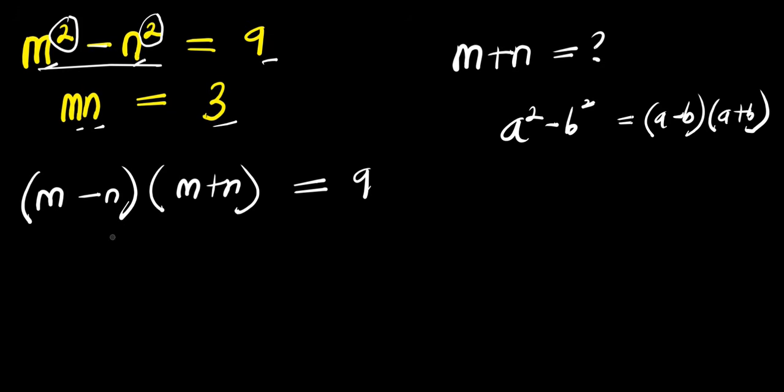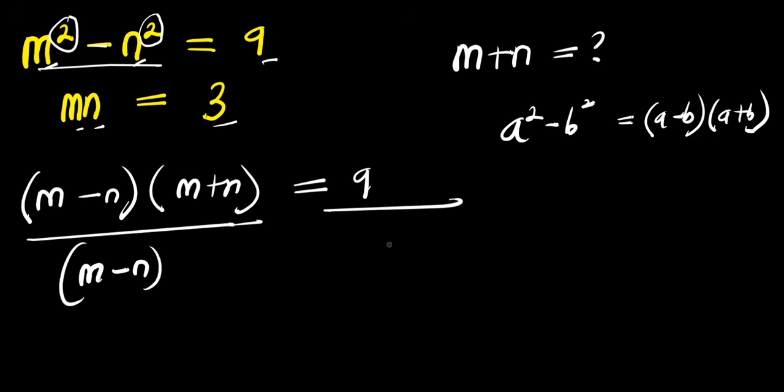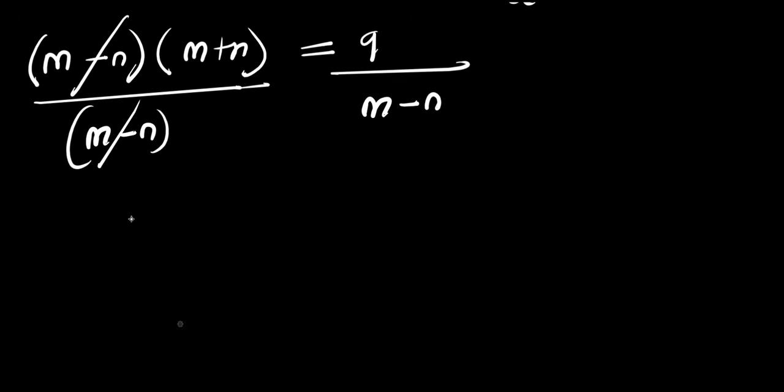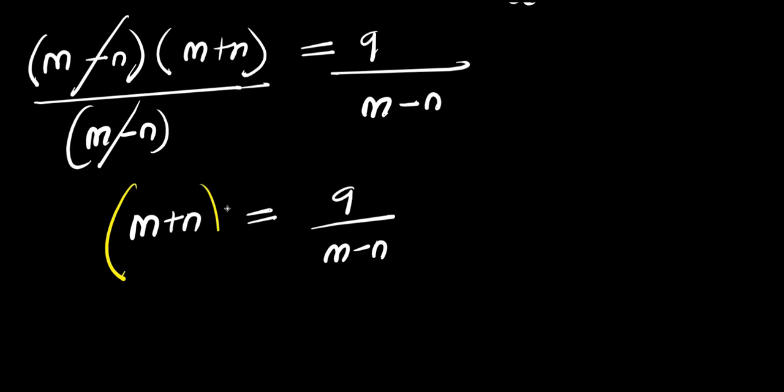Now, what we are going to do again will be to simply divide each part of this equation by m minus n. I divide this by m minus n. I also come over here and divide this by m minus n. This cancels this. So what I'm going to be left with is just m plus n, and this equals 9 divided by m minus n. Now the next step will be for us to take the squares of both parts of this equation. So I take the squares of both parts of this equation.